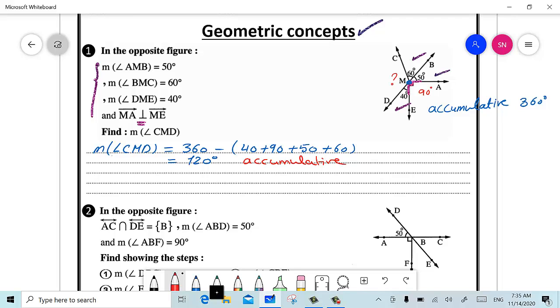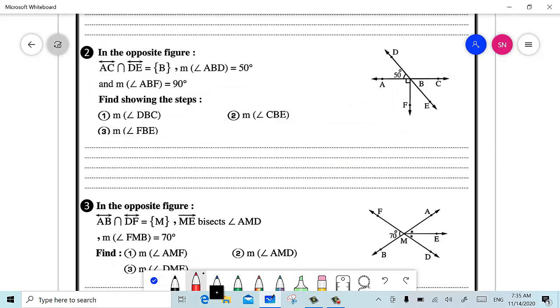It's so easy, right? Just read what's given carefully and define the relation between the angle he wants to find and the other angles, and it will be so easy to find it out. Let's go now to see question number 2. In the opposite figure, and we said it's so important to read all the givens. Let's go and read. AC straight line intersects DE straight line at point B.